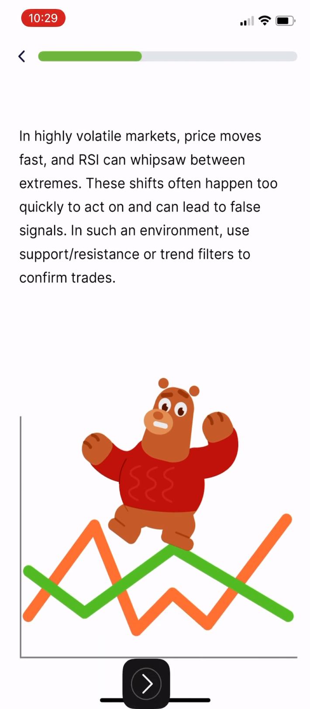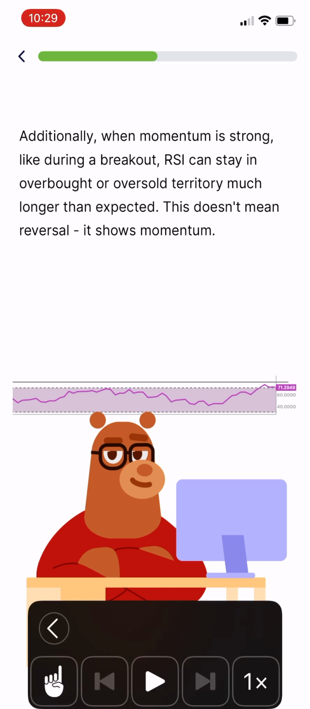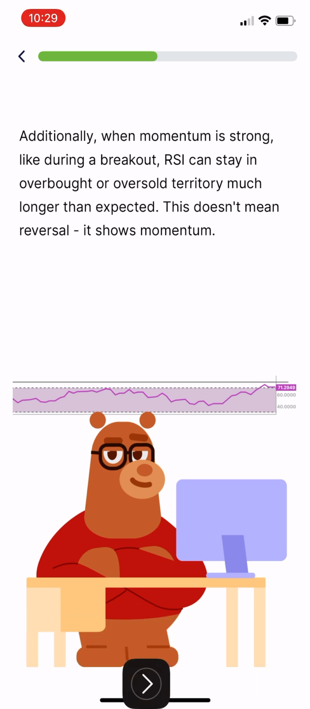In highly volatile markets, price moves fast, and RSI can whipsaw between extremes. These shifts often happen too quickly to act on and can lead to false signals. In such an environment, use support, resistance or trend filters to confirm trades. Additionally, when momentum is strong, like during a breakout, RSI can stay in overbought or oversold territory much longer than expected. This doesn't mean reversal, it shows momentum.